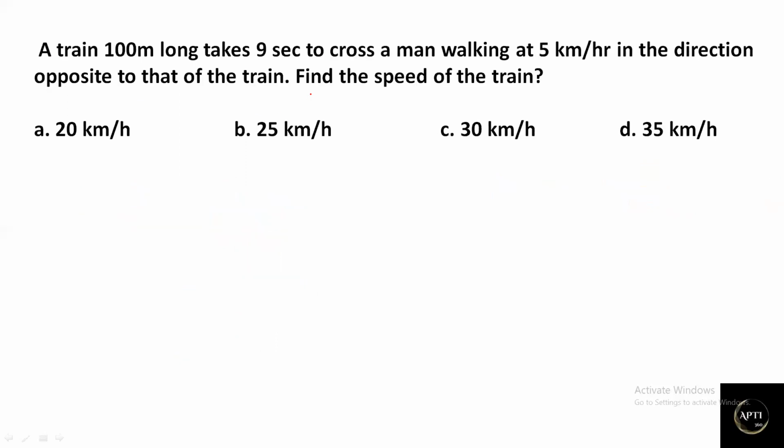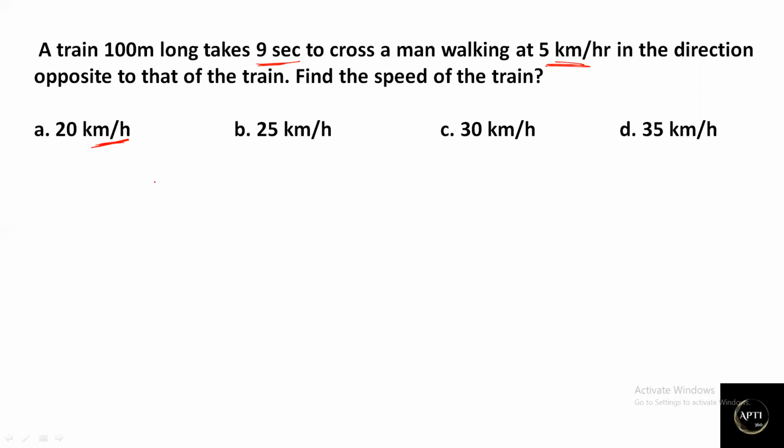A train 100 meters long takes 9 seconds to cross a man walking at 5 kilometers per hour in the direction opposite to that of the train. Find the speed of the train. Even this is quite simple, but always when you're solving time, speed, distance problems, observe the options for units. Based on these options, we are going to convert into convenient units. So here the length of the train is 100 meters, and time taken is 9 seconds, walking at 5 kilometers per hour. The only thing you need to convert here is time, seconds to hours.